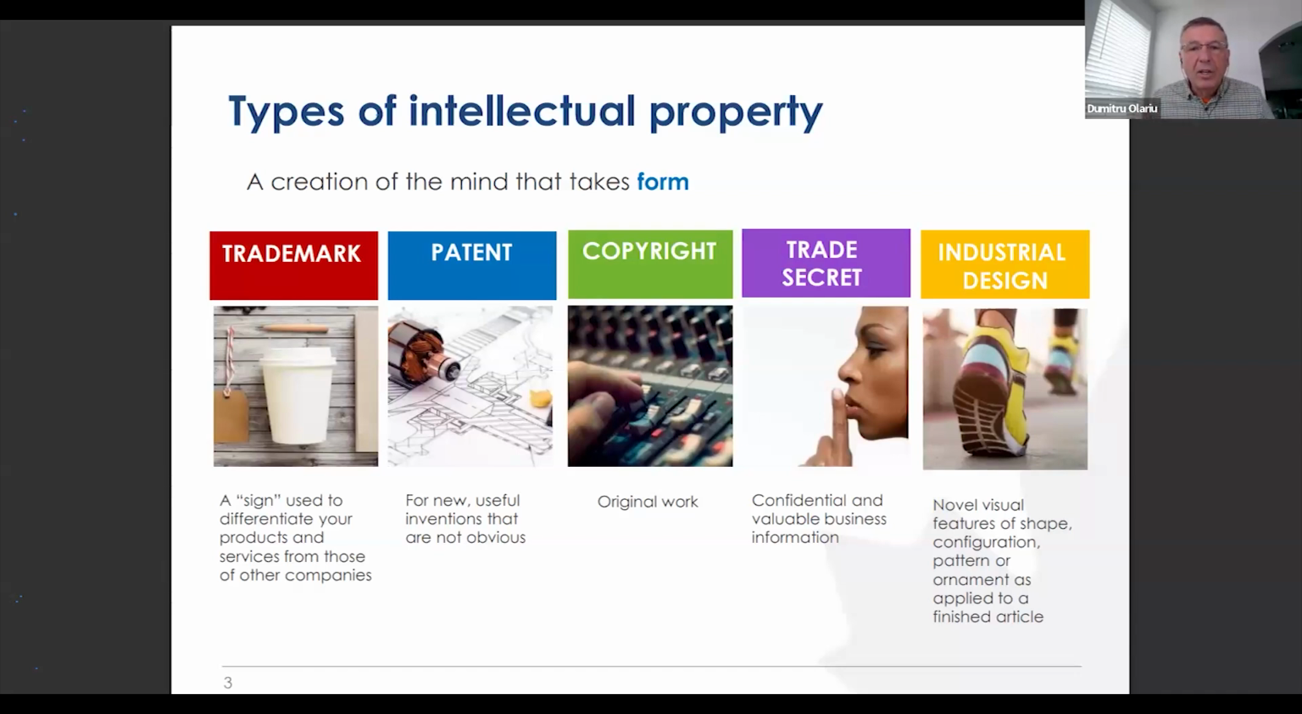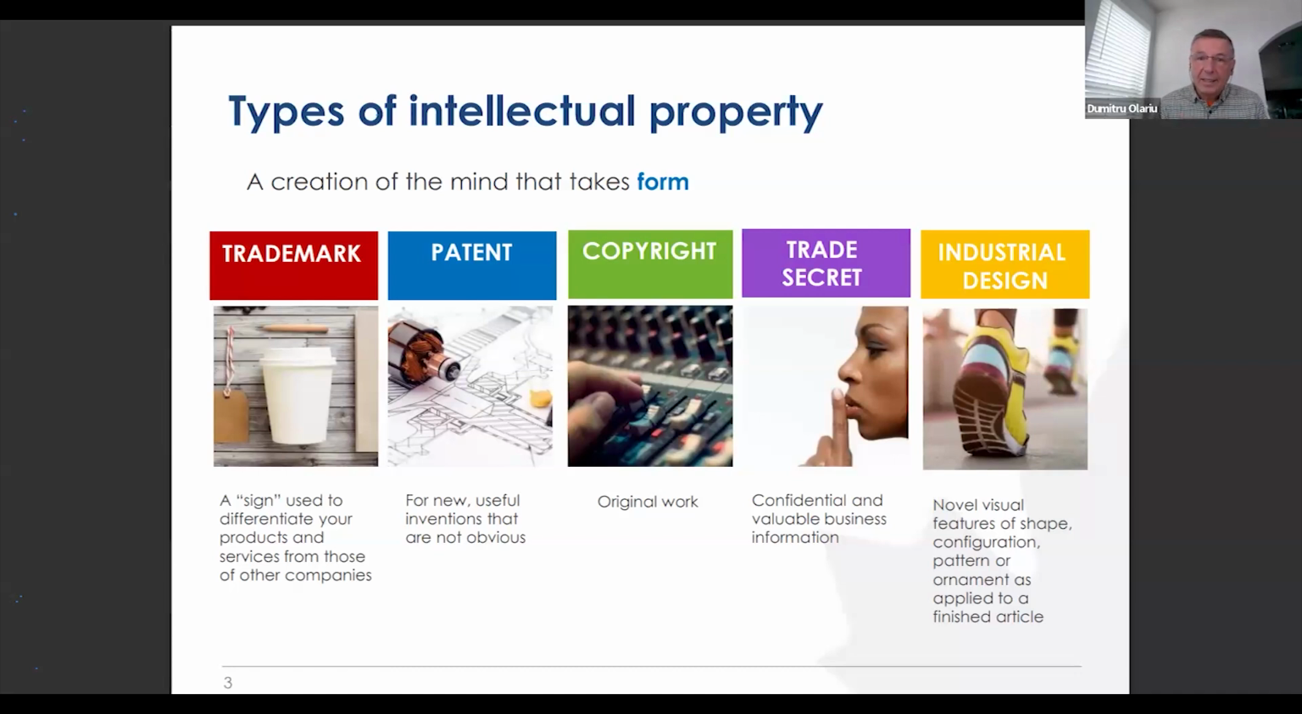It's a confidential form of IP. How it works is that it may cover creations related to a product, but also to a trade. Might be like a list of suppliers, a list of potential clients, parts of the business plan. This might be covered by trade secrets. Industrial designs cover the visual aspect of a product, original shape, configuration, pattern, ornament that apply to a finished article. So these are the main types of IP.